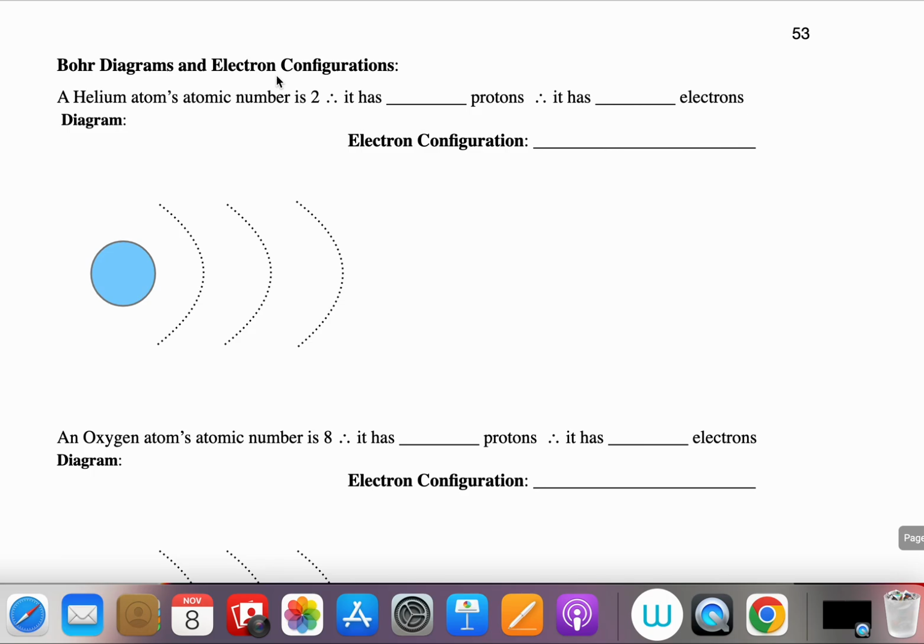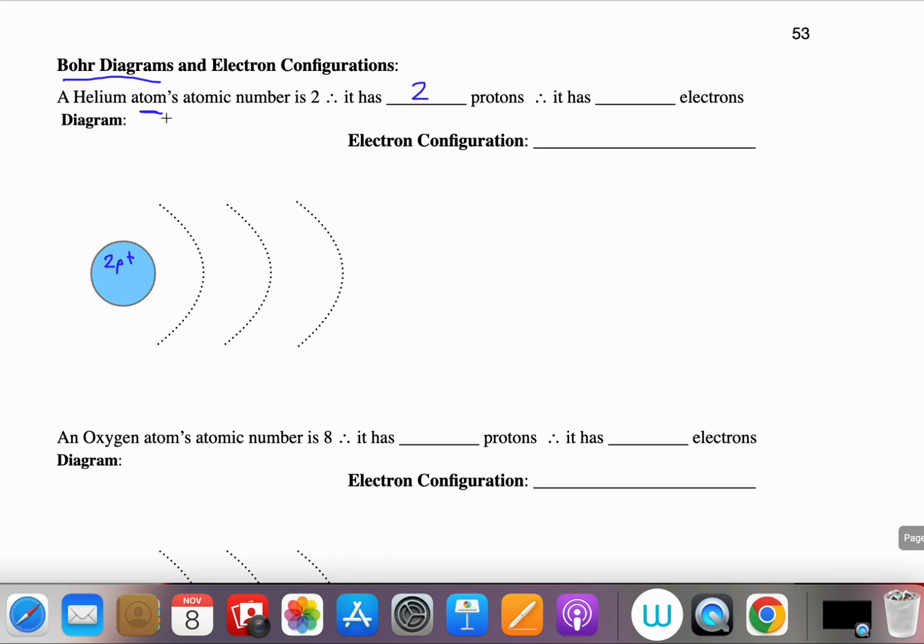About Bohr's energy levels and the energy level diagrams. We're going to look at something referred to as a Bohr diagram, a way that we can draw the elements, and then the simplified electron configurations. So helium is an atom whose atomic number is 2. Atomic number is the number of protons, so it has 2 protons. If this is the nucleus, we would put in the 2 protons.